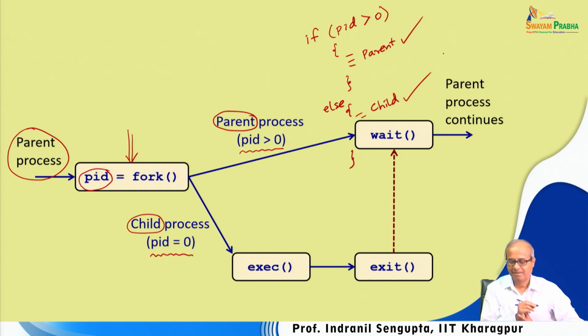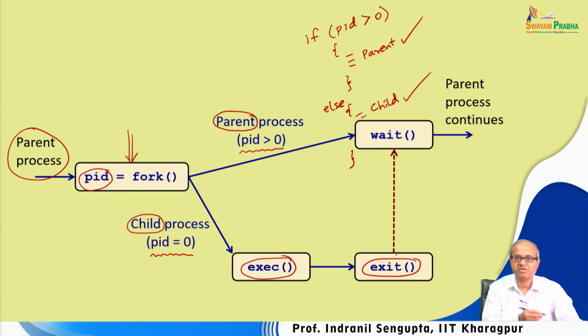Okay. Now, typically the child process invokes an exec system call to call an external program, and that external program, whatever it is, will override the 4 regions, as I said, of the child process. And inside that program, whenever the child process finishes execution, normally the last statement will be an exit.